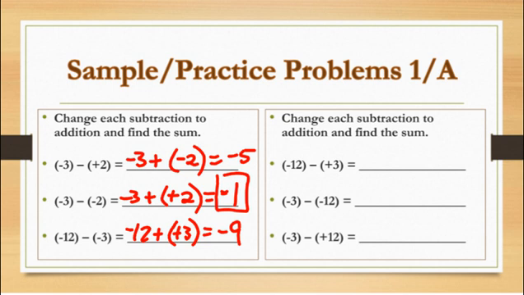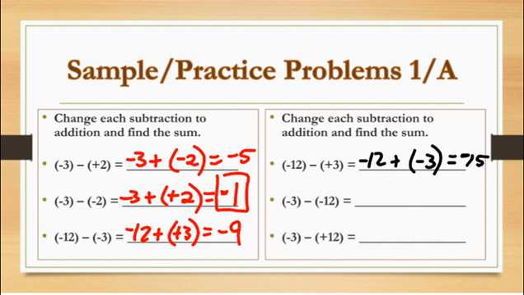Next slide, change each subtraction to addition and find the sum. So we've got a negative 12 plus the opposite of a positive 3, which is a negative 3. The signs are the same, so add them. 12 plus 3 is 15. Both of them are negative, so my answer is negative.